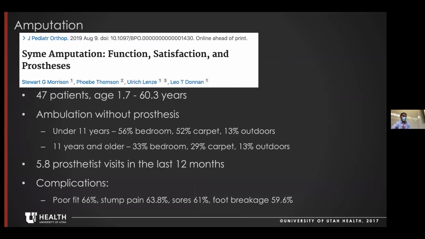This study looks at the ability to ambulate without a prosthesis, which is another proposed benefit of the Syme amputation. They found that only about half of children were able to or chose to ambulate short distances like in their bedroom, and that as they age, so in that 11 years and older group, the ability or choice to ambulate without a prosthesis decreased. The study also notes some of the issues that come up in these patients, including frequent visits to the prosthetist and complications including poor fit, stump pain, sores, and foot breakage.